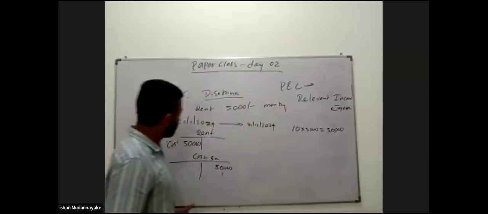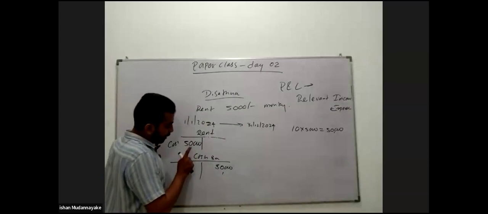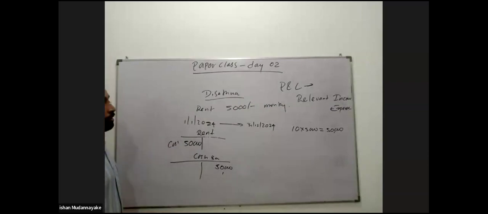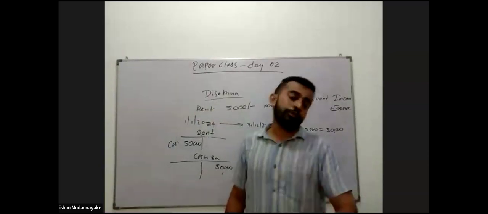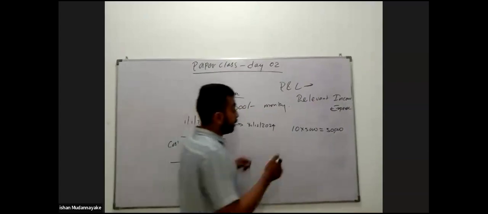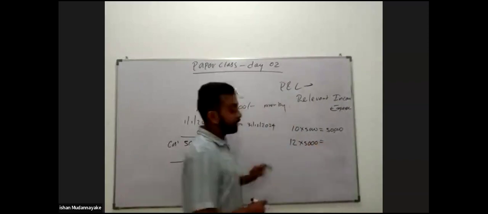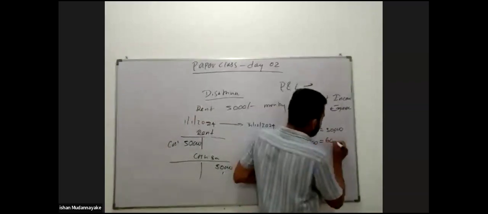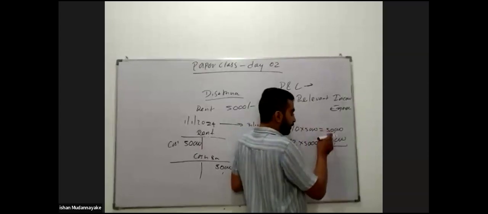But here, you have paid only 50,000. In the rent account, you have recorded only the paid amount, 50,000. But in the rent expense account, you need to record the relevant amount for the period. How much is it? 12 months multiplied by 5,000, that is 60,000. Up to now you have paid 50,000, but the relevant amount for the period is 60,000.